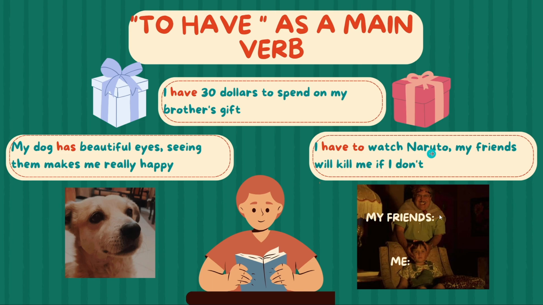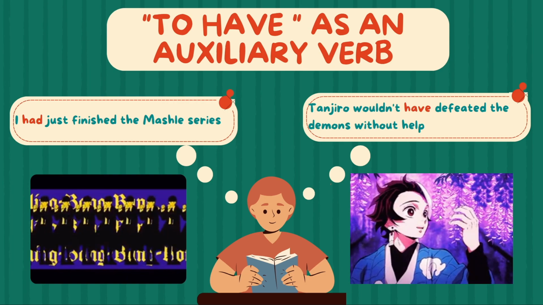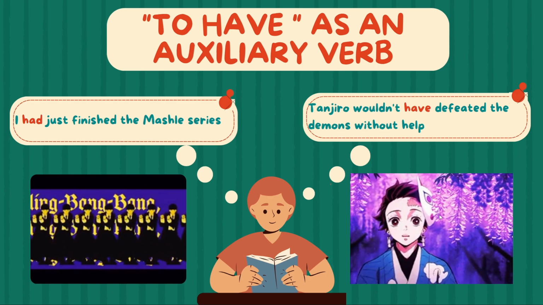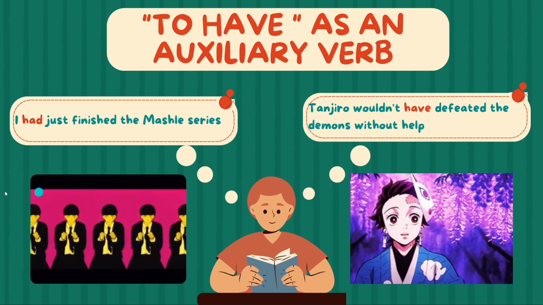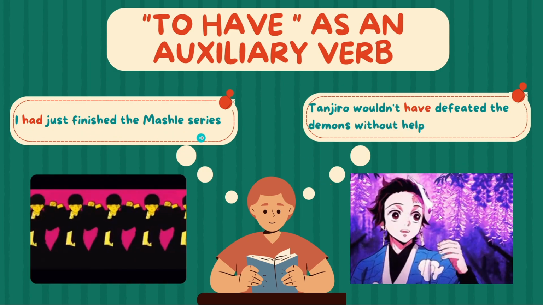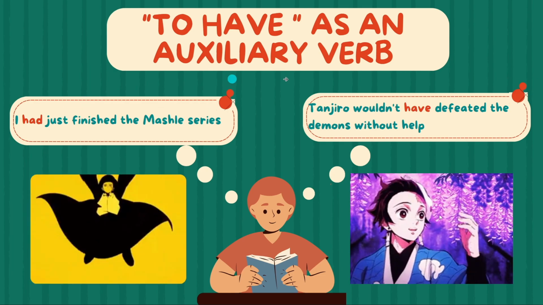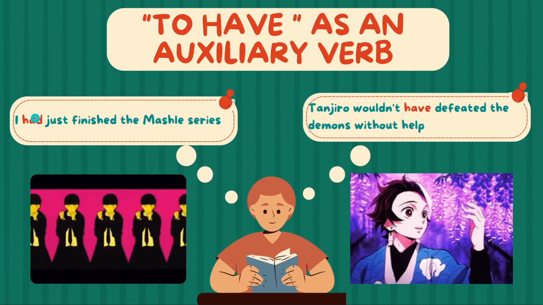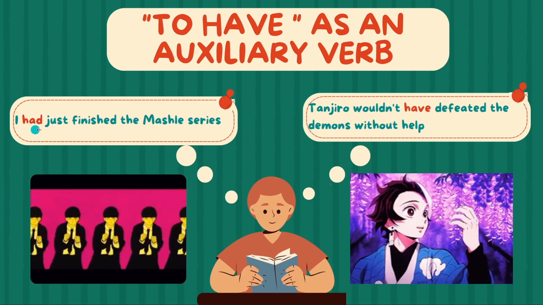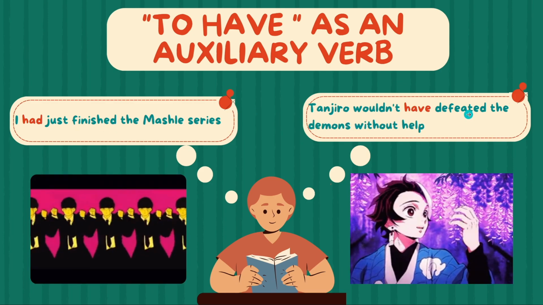Okay, we're finishing. To have as an auxiliary verb is very easy, because it only works in the construction of perfect tenses. I'm going to read both of the sentences for you. I had just finished the martial series. Danjiro wouldn't have defeated the demons without help. Both of these sentences use have as an auxiliary because it helps the main verb. Here, finished is the main verb, in the past participle. And here also, defeated is in the past participle.